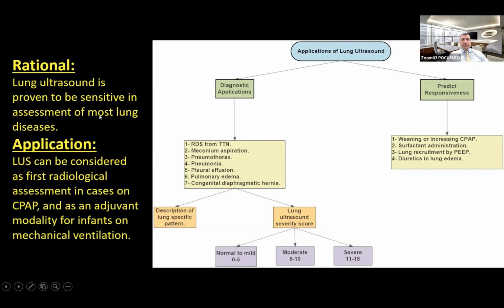Lung ultrasound is proven to be a sensitive assessment tool for any lung disease, or most lung diseases. It can be considered as a first radiological modality if the infant is stable on CPAP. The problem is if you have someone sick on mechanical ventilation and you don't know how to assess the ET tube position, that might be a limitation for you to assess everything on an infant who is sick. But eventually, you may get experience on how to assess the lung and the upper airway as well. Okay, so let us move on.